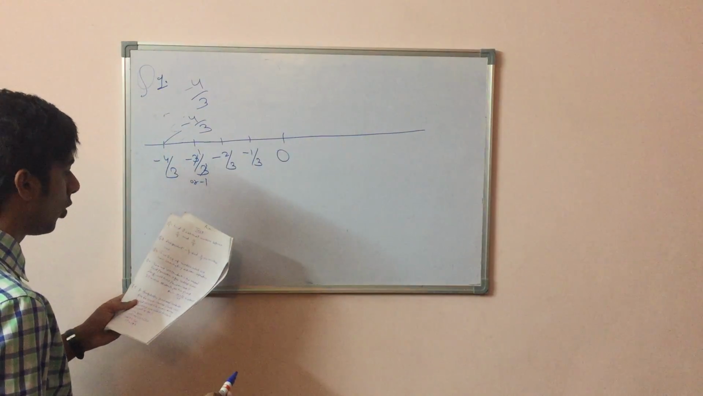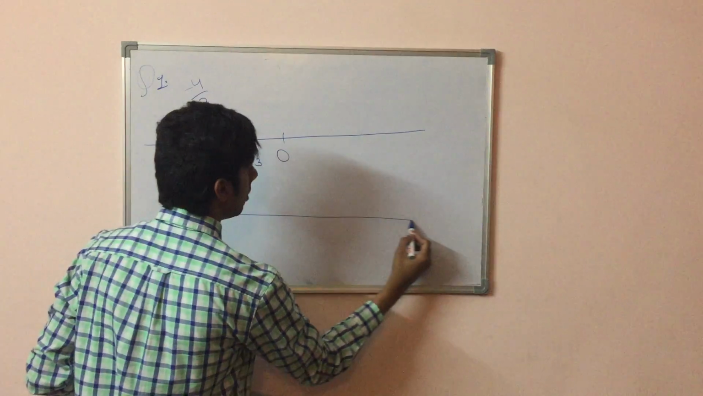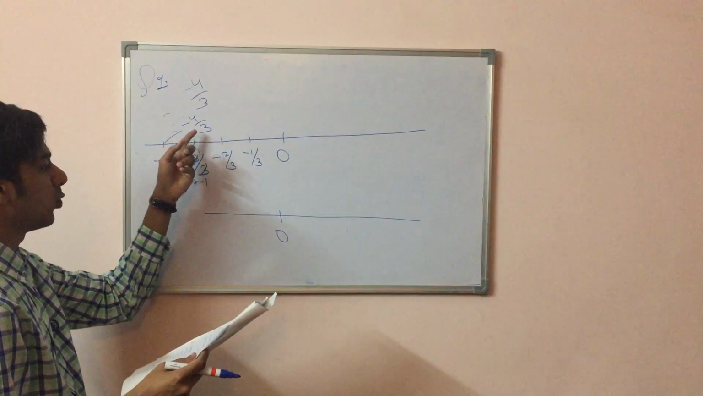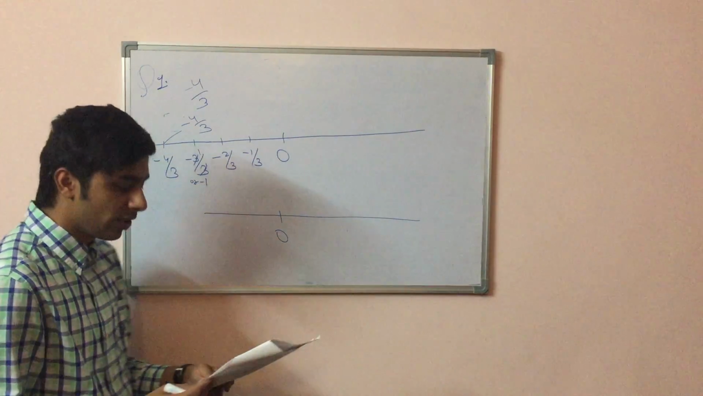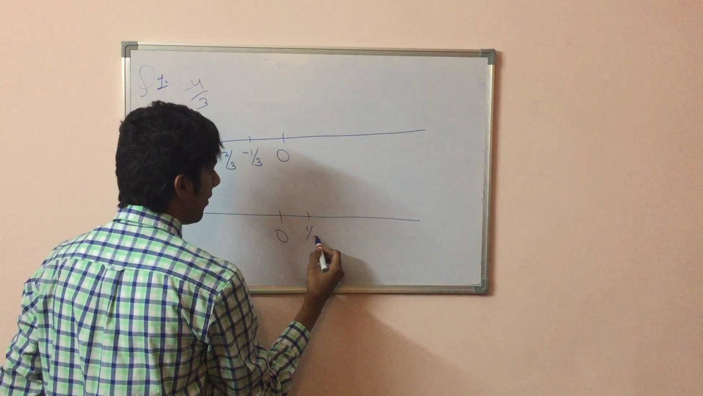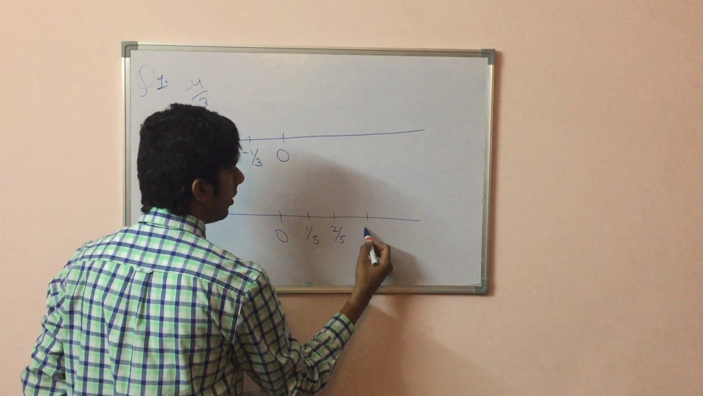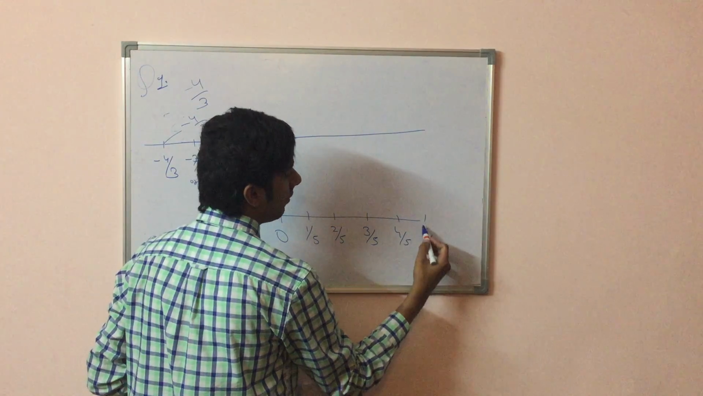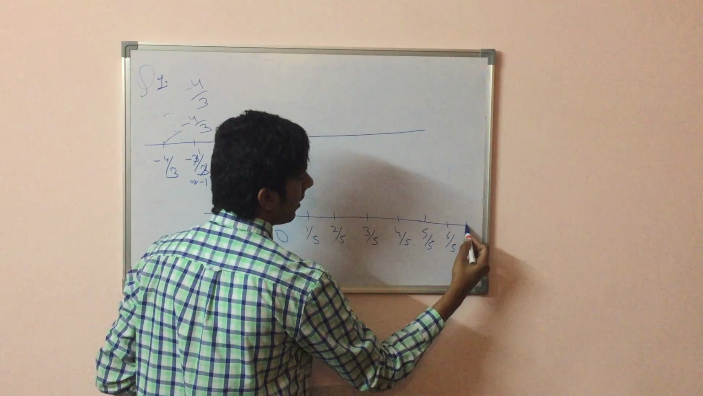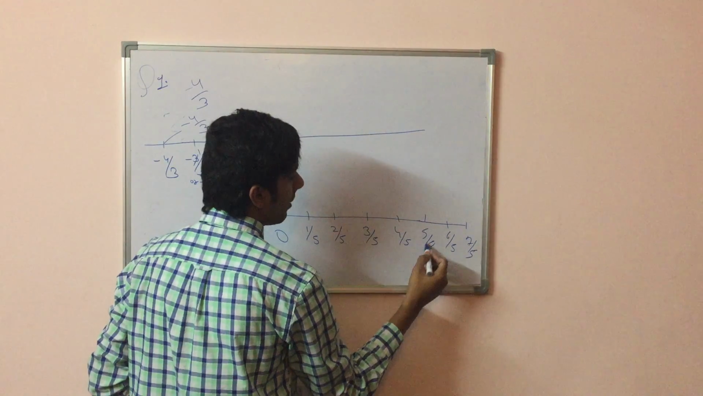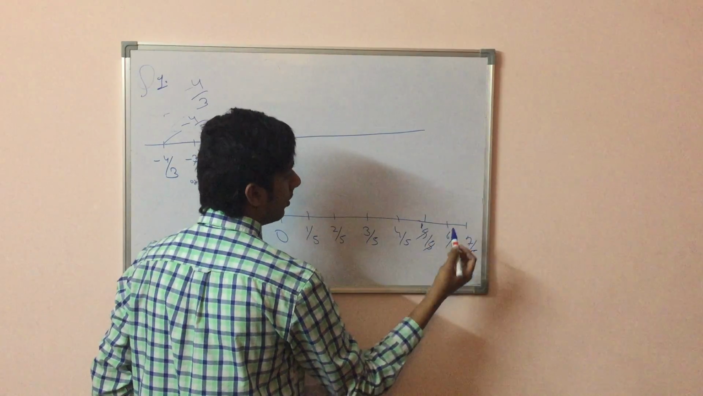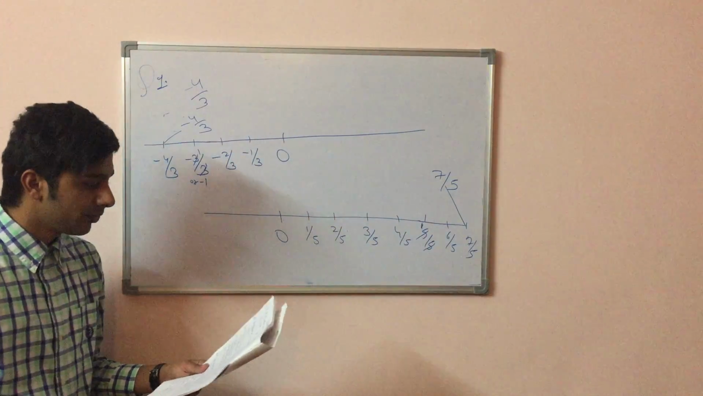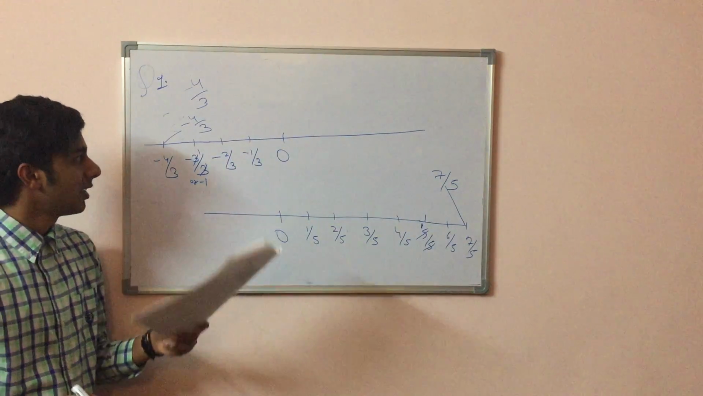And the second part was 7 upon 5. You cannot draw both in one case because the denominator in minus 4 by 3 is 3 and in another question it is 7 upon 5. It is 1 by 5, 2 by 5, 3 by 5, 4 by 5, 5 by 5, 6 by 5 and 7 by 5. This 5 by 5 cancels out, it is 1. So this is our 7 by 5. Right? So this was our second question.